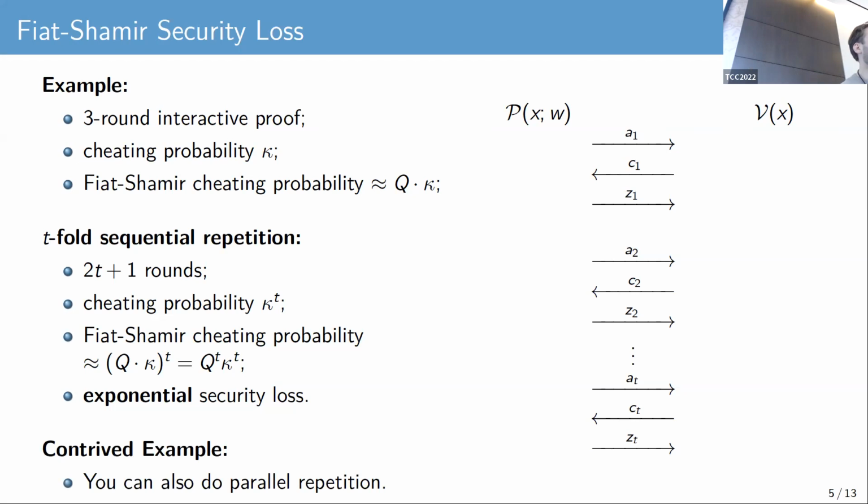However, this is somewhat of a contrived example, because if you want to decrease the knowledge error of an interactive proof, you can also resort to parallel repetition instead of sequential repetition, and you don't have this blow up in the number of rounds. So it is somewhat of a contrived example, but it shows that in some settings the security loss is exponential in the number of rounds.